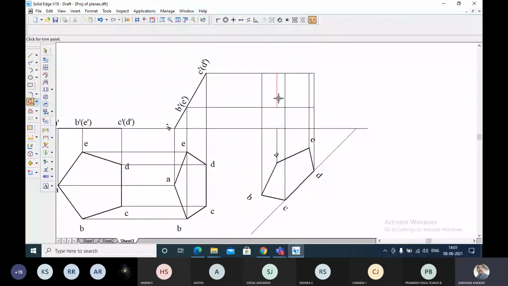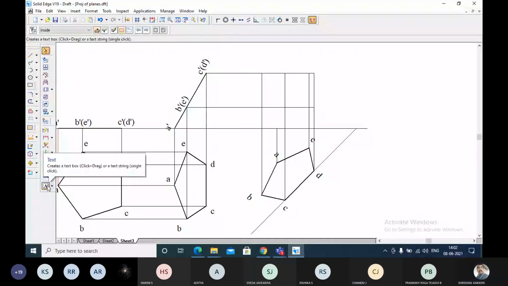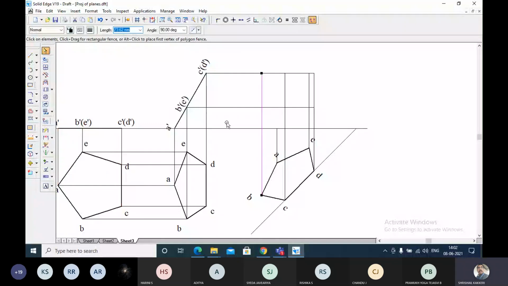Then B and B. This is the point B. Another point E is there, so that I have not cut this line. So this is B and this is B. And C, let me go to C. This is the C and this is the C. C is the point here.